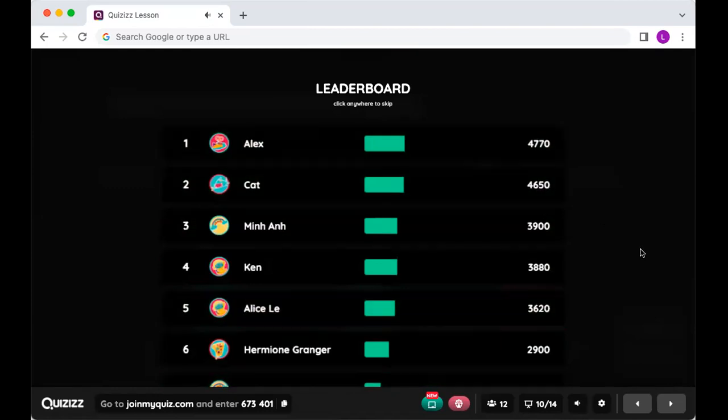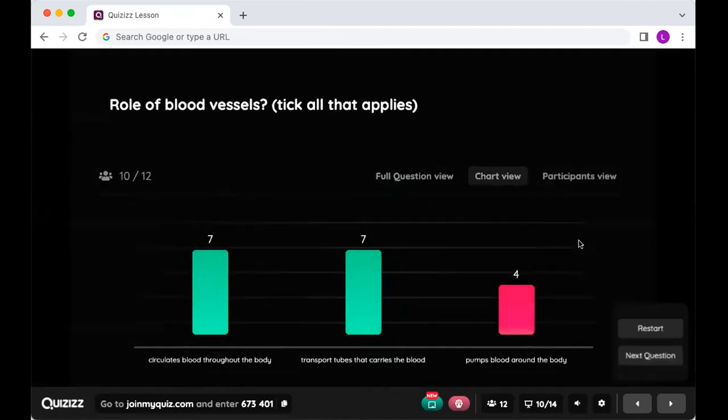Alex, teacher, I think transport tubes that carry the blood. I don't know if this is a misspelling. Okay, a blood vessel is actually a tube that does transportation of blood. So there's nothing wrong with the answer. When you look at a blood vessel by itself, it's actually a small little tube, like a transportation route for the blood to flow.